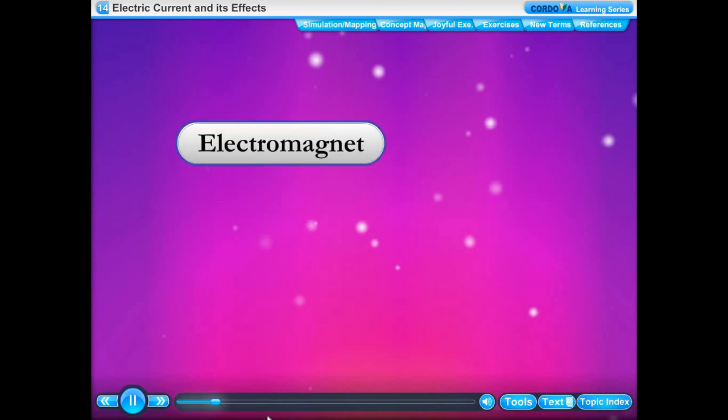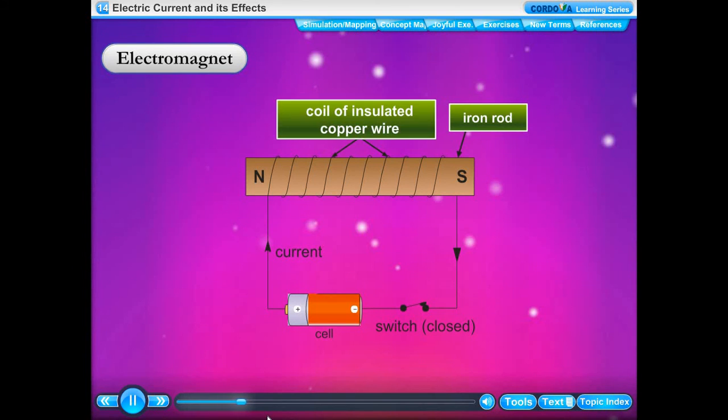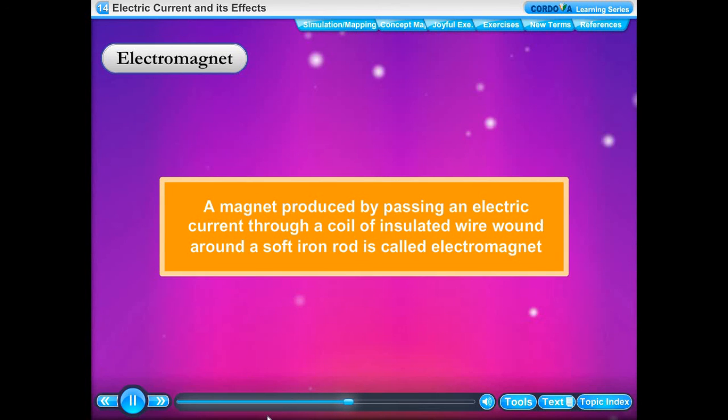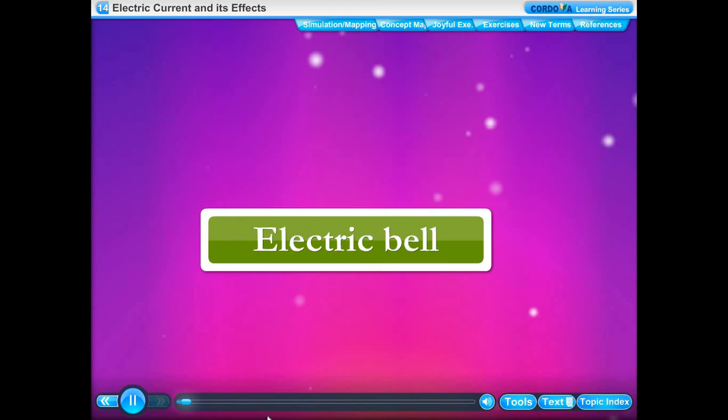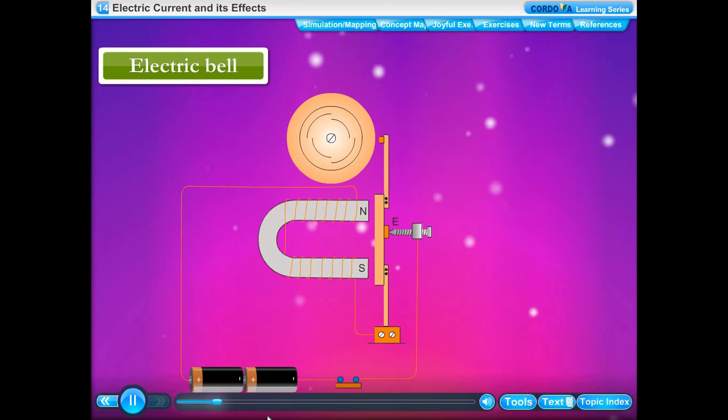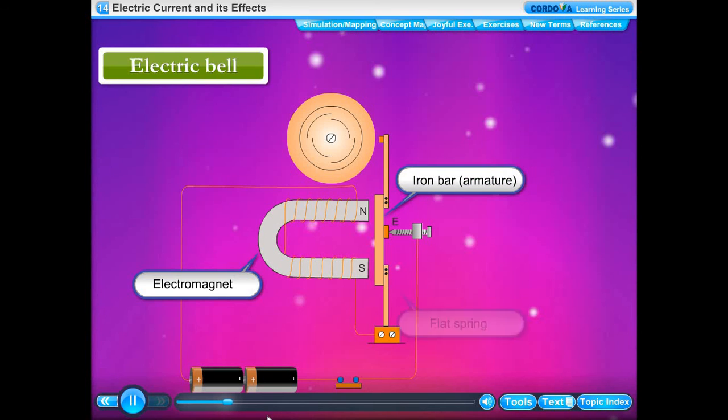Electromagnet. The cylindrical coil consisting of a large number of turns of insulated wire is called a solenoid. A magnet produced by passing an electric current through a coil of insulated wire wound around a soft iron rod is called an electromagnet. Electric bell. The electric bell works on the magnetic effect of current. It has an electromagnet in it.